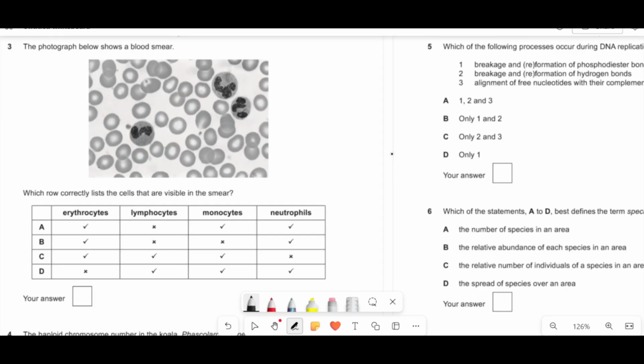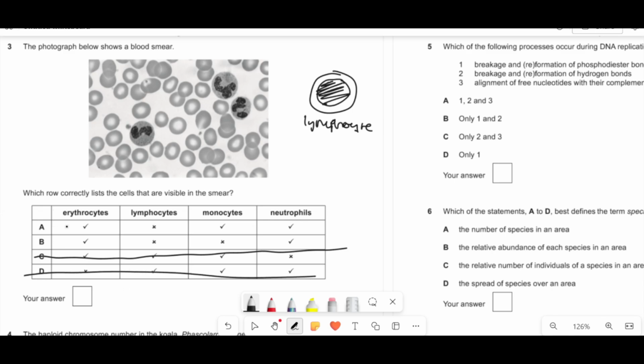This shows a blood smear, which correctly lists the cells that are visible within the smear. I can see immediately we've got these multi-lobed nuclei. That means immediately neutrophils are present, so we can immediately take C out. Next, I can't see any cells where there's a big nucleus like this, a singular one, which is a lymphocyte. So that means I can cross out the ones that have lymphocytes in them. So that's D, right? So now we're stuck between A and B.